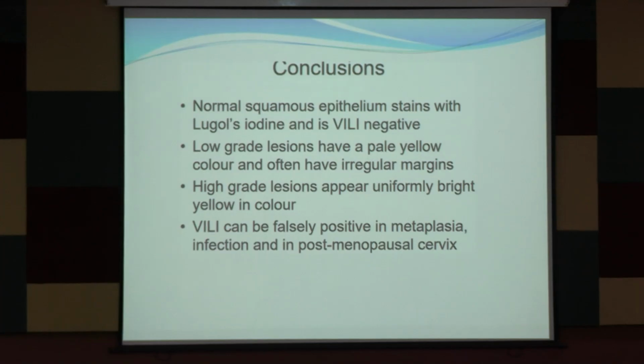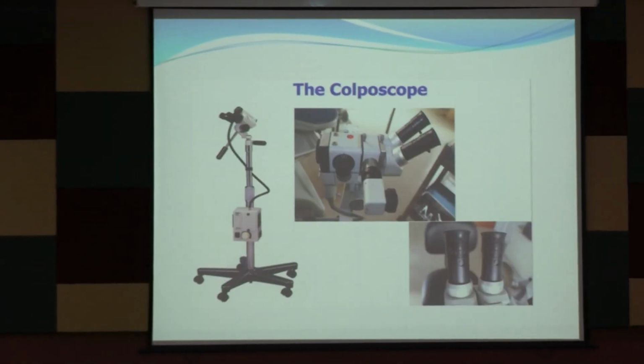So conclusion: normal squamous epithelium stains with Lugol's iodine, it becomes mahogany brown and is VILI negative. Low grade lesions have pale yellow color, high grade lesions bright yellow, canary or mustard yellow. And VILI can be falsely positive in metaplasia, infection and postmenopausal cervix.